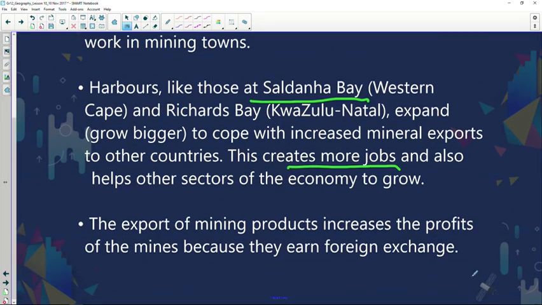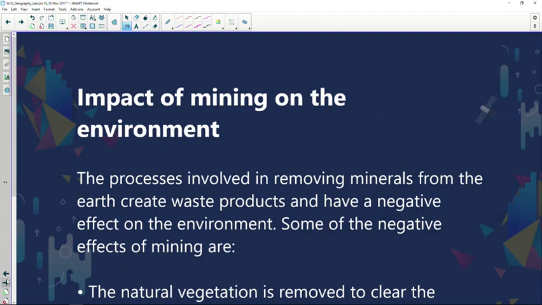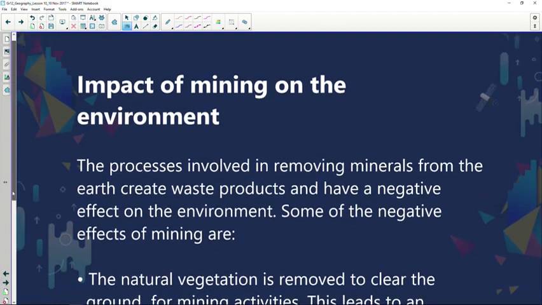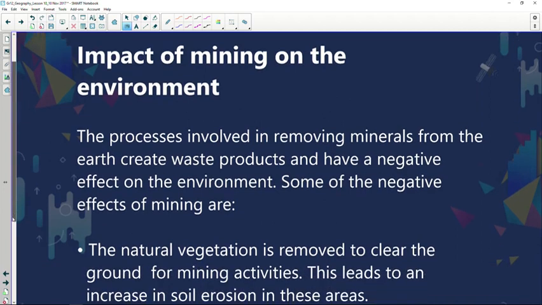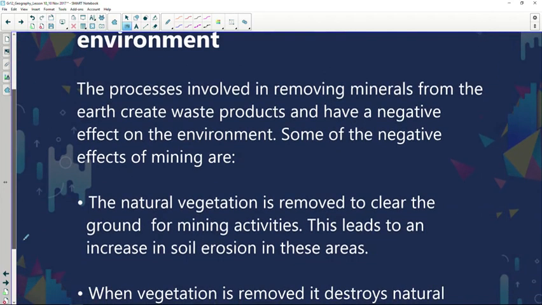And then once again, foreign exchange, making more money in the international market. Now, unfortunately, mining is not very environmentally friendly. It does cause a great amount of pollution and soil erosion. Now, obviously, if you look at open cast mining and shaft mining, what's the first thing that needs to be done? Deforestation takes place. They remove the natural vegetation. And unfortunately, that creates soil erosion.